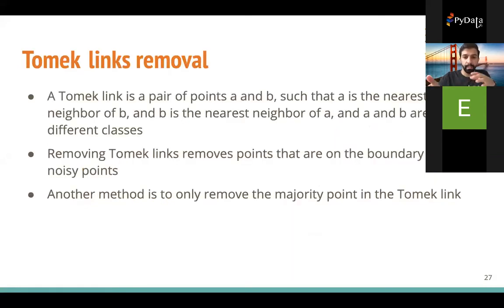The second one in the remove boundary methods is called Tomek links removal. A Tomek link is defined as a pair of points A and B, such that point A is the closest neighbor to point B, and point B is the closest neighbor to point A, and both of them are of different classes. When we remove the Tomek links, we are removing points that are on the edges of each of the sets. We can remove both the minority and the majority, or we can only remove the majority point of the link if we want to preserve the whole minority set.